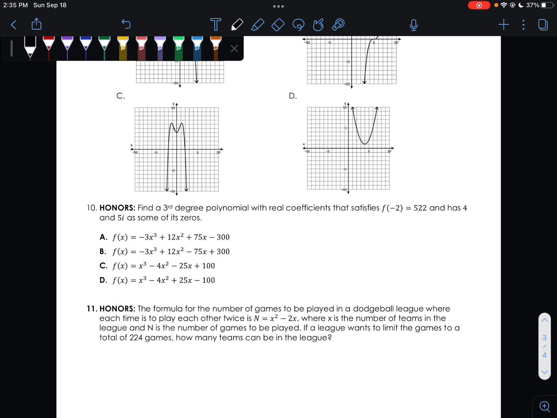Find a third degree polynomial with real coefficients that satisfies f of negative 2 equals 522 and has 4 and 5i as some of its zeros. Now, I'm going to show you how you can do this using the calculator. What we're going to do is graph the answer choices and look to see which one has the zero of 4 and goes through the point negative 2, 522.